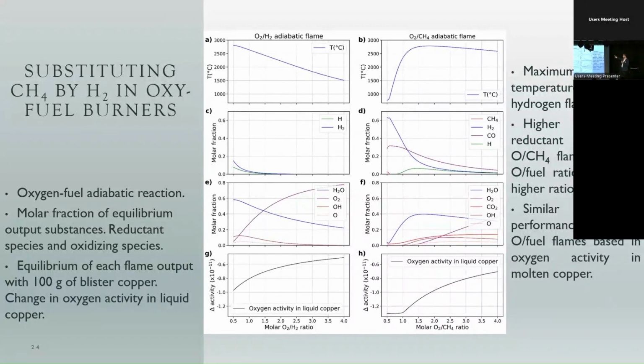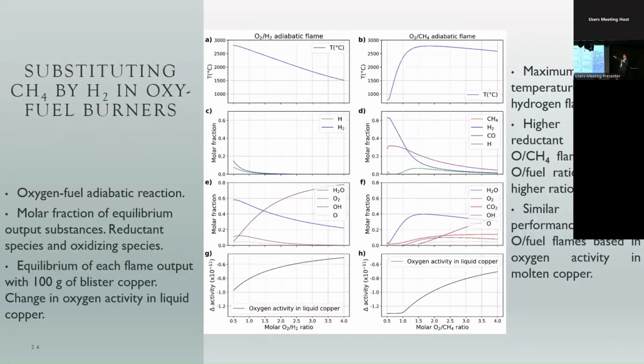And then the way we plotted the data was setting first the molar fraction of the oxidizing species of the outputs of the equilibria, and the reductant, sorry, first, and the deoxidation then. And for each of the calculations, we have to think about them in a vertical line. We performed a new equilibrium with the blister copper that we said, 1% oxygen, and check how the oxygen activity is changing. That will also give us a hint of how we expect the atmosphere to be reductant or not.